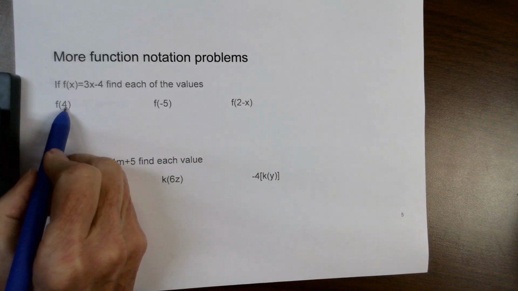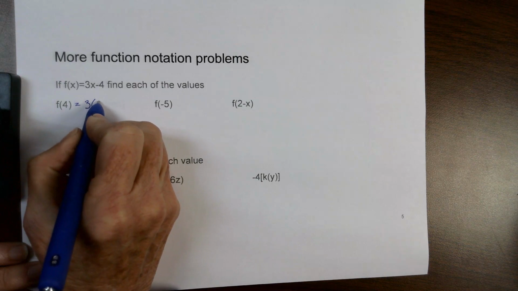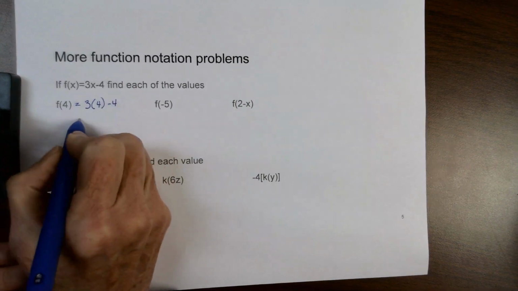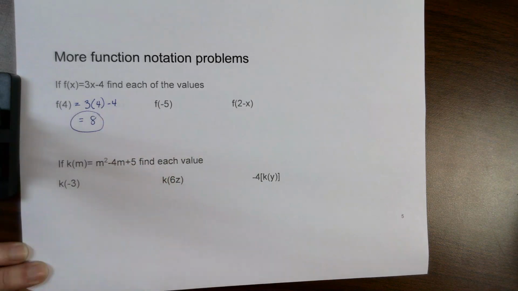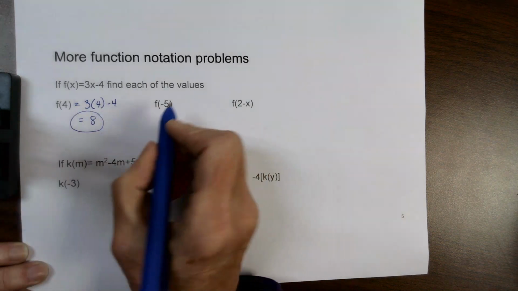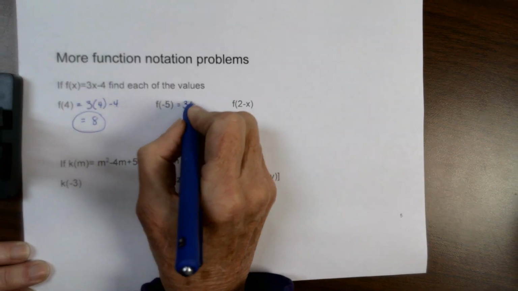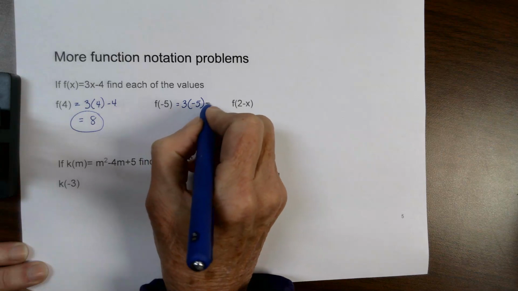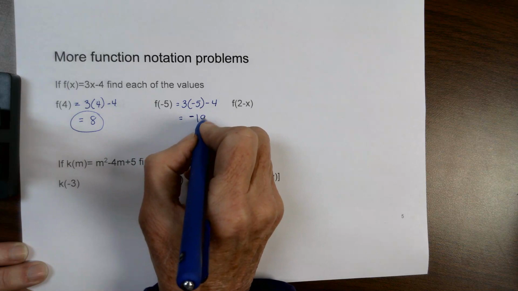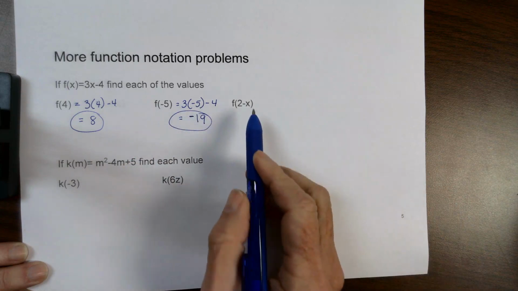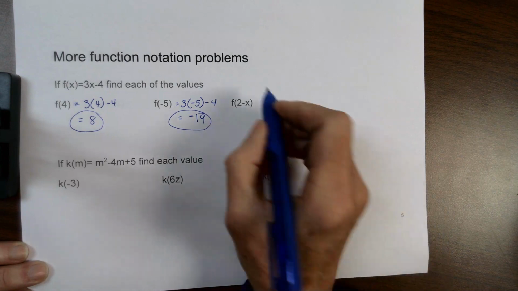So this is telling me to plug in 4 where the x is. So 3 times 4 minus 4 is going to give me 12 minus 4, which is an 8. So that would be the answer for f of 4. This is going to tell me to plug in a -5 where the x is. So I have -15 minus 4, which is -19. Now this one's a little weird because it tells me to plug in 2 minus x where the x is.